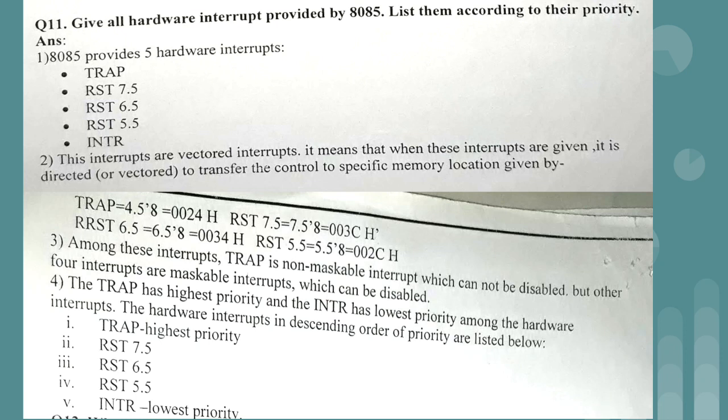After that, the next point, that is trap has the highest priority and INTR has the lowest priority among the hardware interrupts. The hardware interrupts in descending order are given. Again the same point which they have given in the first point is there, but they have added 2 terms, highest priority along with trap and lowest priority along with INTR. Same points are actually repeated. So I hope this particular question is clear to you.